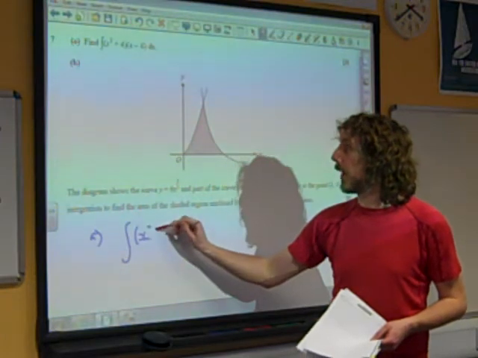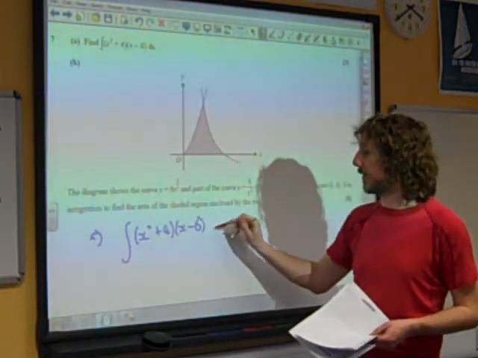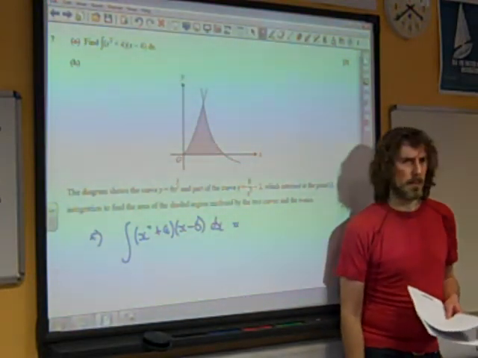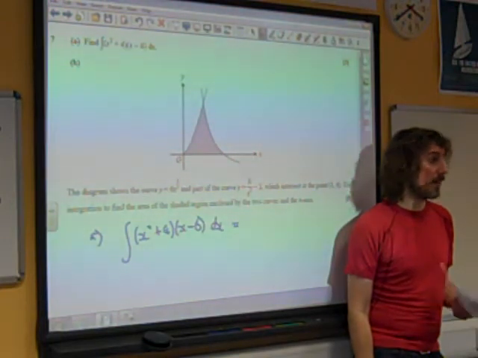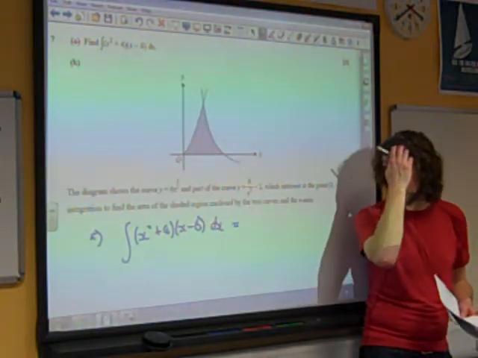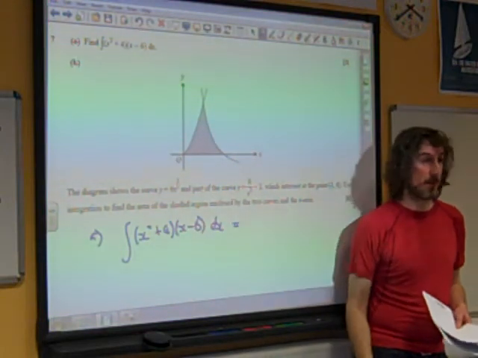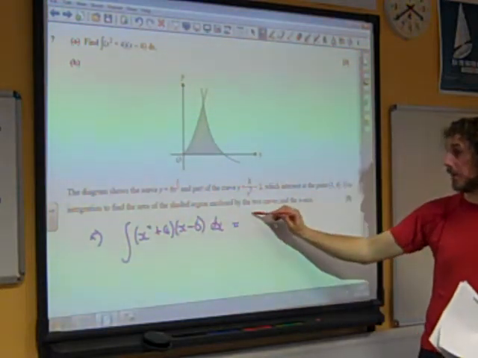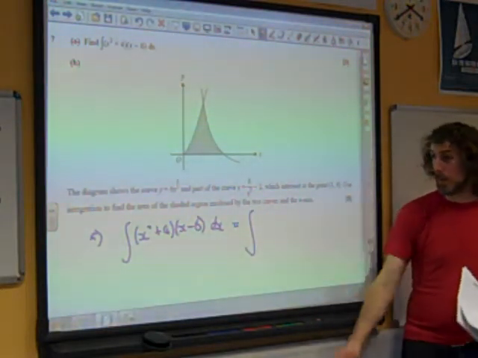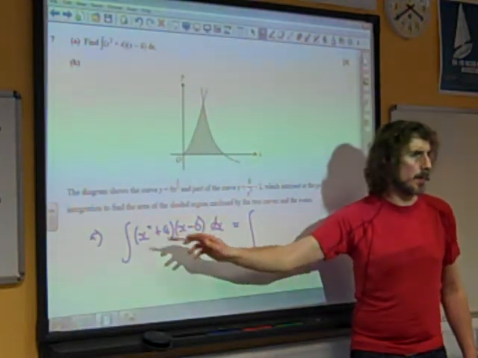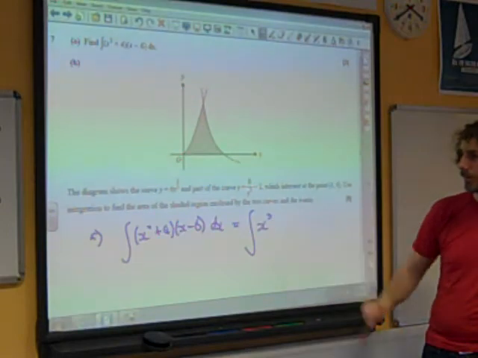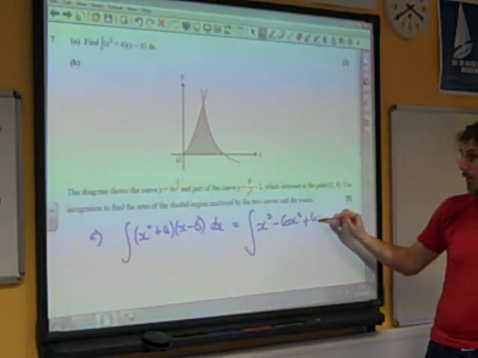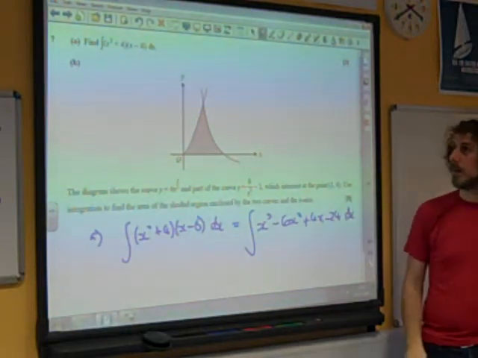The integral of x squared plus 4 times x minus 6 dx. Now, this is a little bit unusual because we've got two things multiplied together. It turns out that even once we get into the upper sixth here, the easiest way to deal with this is to multiply out brackets. There's no neat tricks to make this any better later on. So if we carefully multiply out brackets here, we can do x squared times x, get x cubed, minus 6x squared, plus 4x, minus 24, dx.